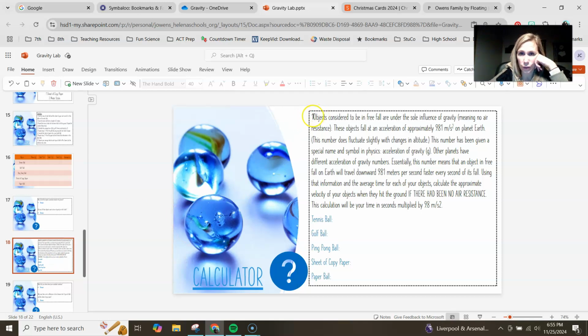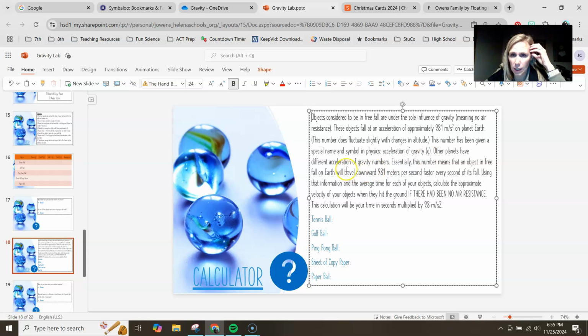Objects considered to be in free fall are under the sole influence of gravity, meaning no air resistance. These objects fall at an acceleration of approximately 9.81 meters per second squared on planet Earth. This number does fluctuate slightly with changes in altitude. So as we go further up in altitude, we're actually going to see slightly less gravity, but not enough where you guys would float away or see a difference.